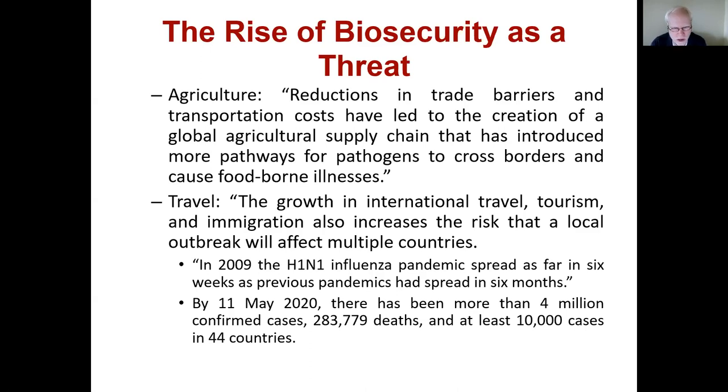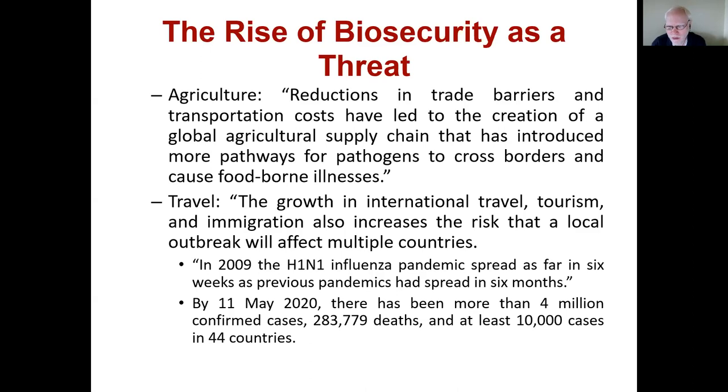In 2009, the H1N1 influenza pandemic spread as far in 6 weeks as previous pandemics had spread in 6 months, showing just how quickly viruses can spread. Today's date is May 11, 2020, and there have been more than 4 million confirmed cases of COVID-19. I forgot to write in the disease name, but 4 million confirmed cases of COVID-19, 283,779 deaths, and at least 10,000 cases in 44 countries.